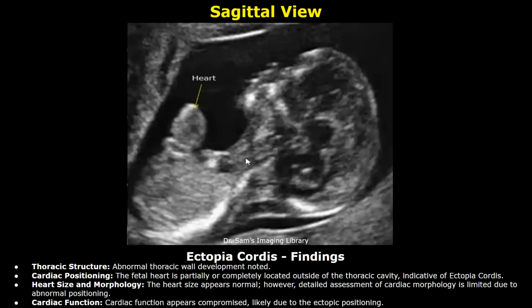Heart size and morphology: the heart size appears normal. However, detailed assessment of cardiac morphology is limited due to abnormal positioning. The cardiac function appears compromised, likely due to the ectopic positioning.